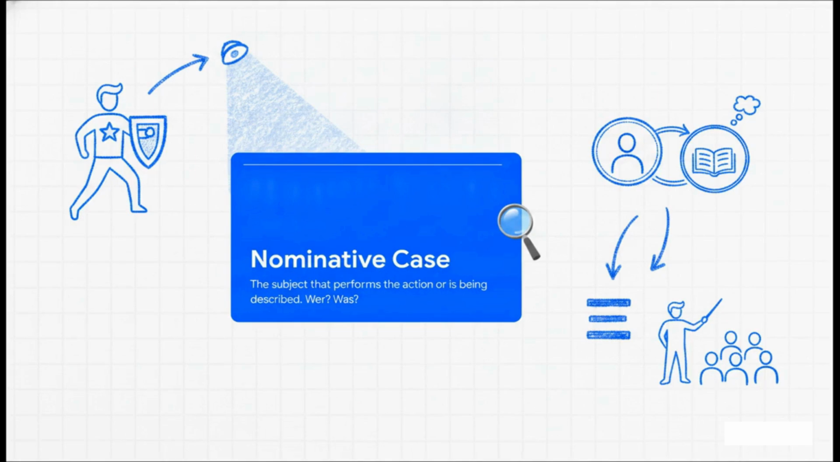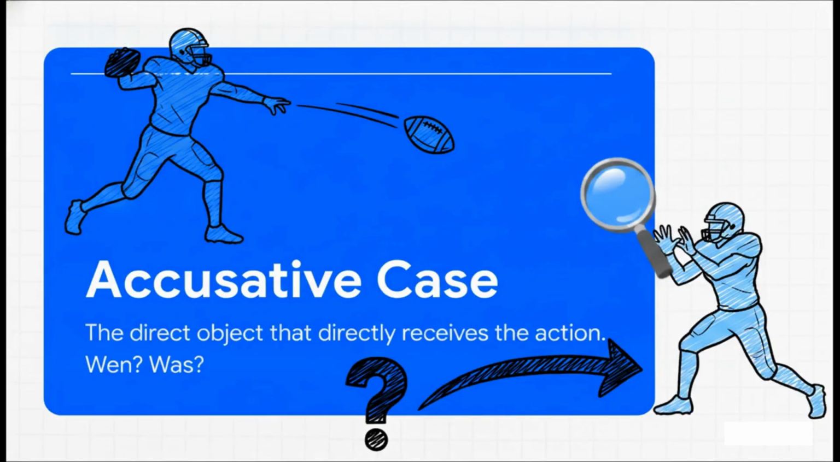It's just describing our star player. Now, the second job is the accusative case. This is the direct object. If the nominative is the star player throwing the ball, the accusative is the player directly catching it. It is the person or thing actively receiving the action. To find it, you just ask whom or what is being acted upon, then or was. It's the direct target of whatever the subject is doing.